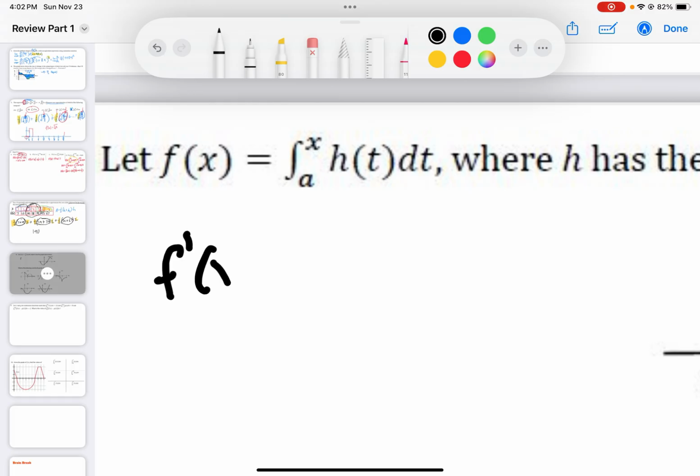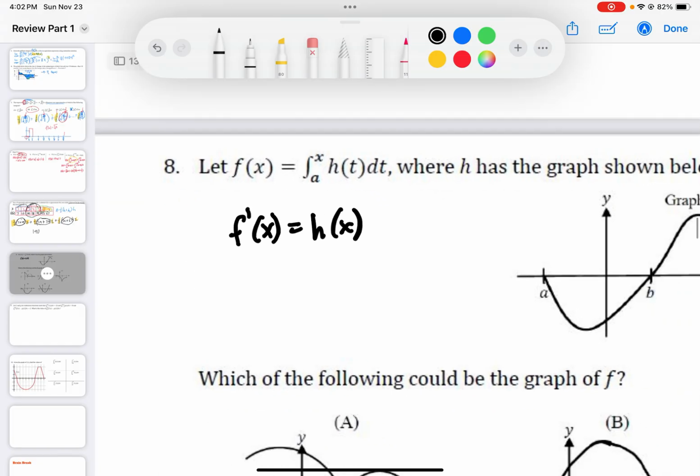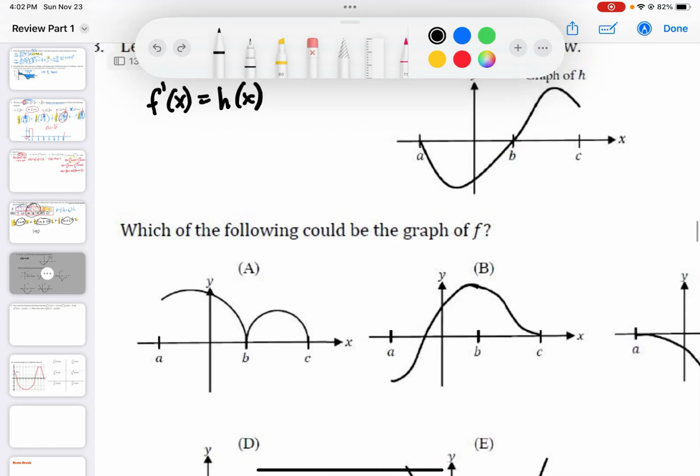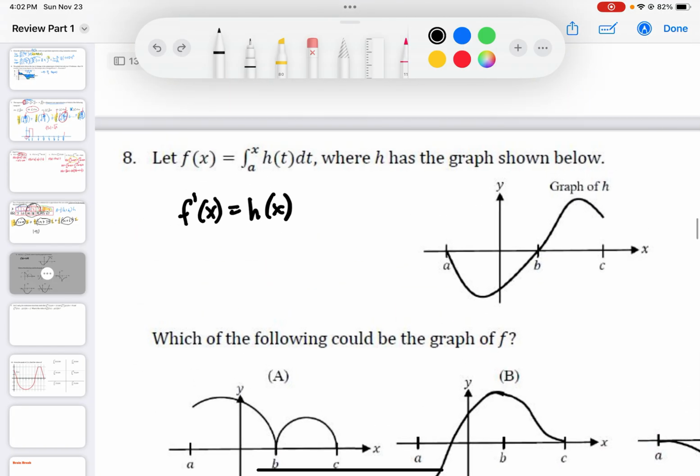And I know they're going to ask me, most likely, that I need to know that f prime is equal to h of x. Okay, we're going to come back to that. H prime is equal to h of x. This is a graph of h. What's the graph of f?